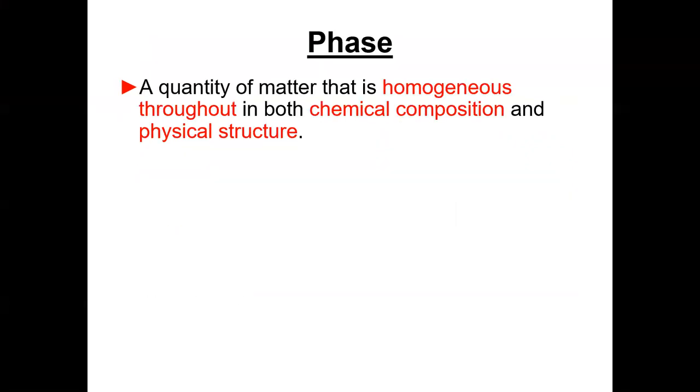Okay, so first thing, we're still in the definitional part of the course. So we've got all this stuff we need to define. And so the first thing is a phase. A phase is a quantity of matter that is homogeneous throughout in both chemical composition and physical structure. So the classic example is water. You can have solid, liquid, or vapor. It's all H2O. And then a particular phase could be ice, the solid phase.